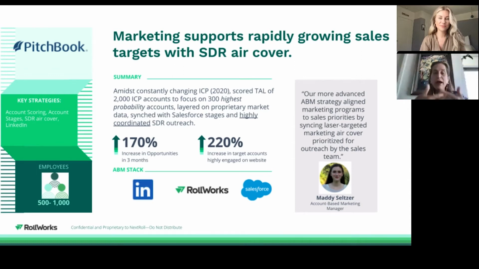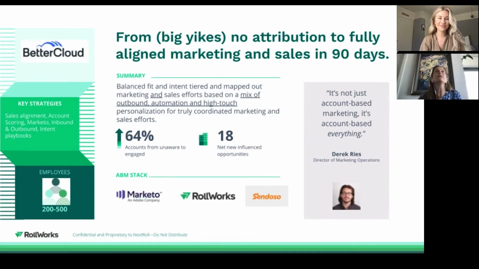When you have that alignment, like PitchBook, they were able to get a 170% increase in the number of opportunities within just 3 months. I will repeat that, even though I'm short on time: 170% increase in opportunities in 3 months. That's an amazing stat, as well as a 220% increase in just those target accounts that were engaging heavily on their website. So again, a matter of 3 months, just that alignment is going to get you that kind of lift. All right, further down the funnel, Better Cloud.